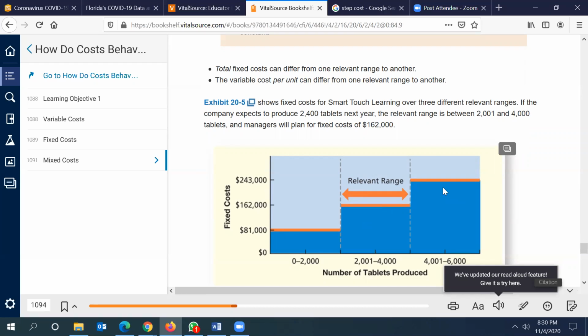And so we have to very narrowly define where we are on this. So we have to be even more precise about our relevant range for a step cost than for a regular fixed cost. Again, you can see why this is called step cost. Looks just like some steps there.